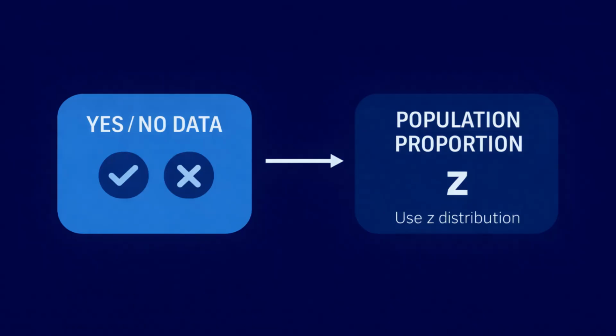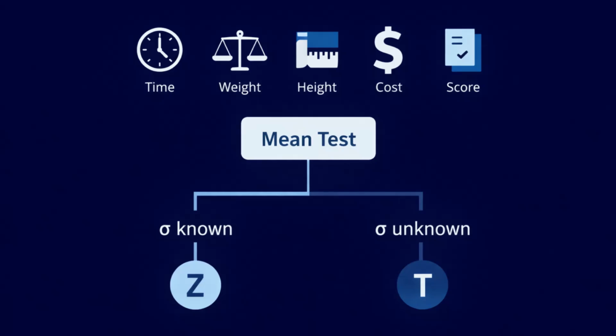The first step is choosing the correct type of test. Ask what kind of variable you are working with. If the data represent yes or no outcomes, such as success or failure, satisfied or not satisfied, then you are testing a population proportion. Proportion tests use the Z distribution. If the data represent measured values such as time, weight, height, cost, or scores, then you are testing a population mean. Once you know it is a mean test, ask whether the population standard deviation is known. If the population standard deviation is given, use a Z-test for the mean. If the population standard deviation is not given, which is most common, use a T-test for the mean.